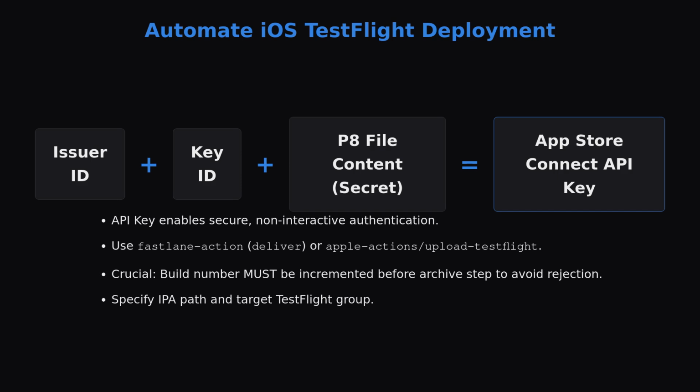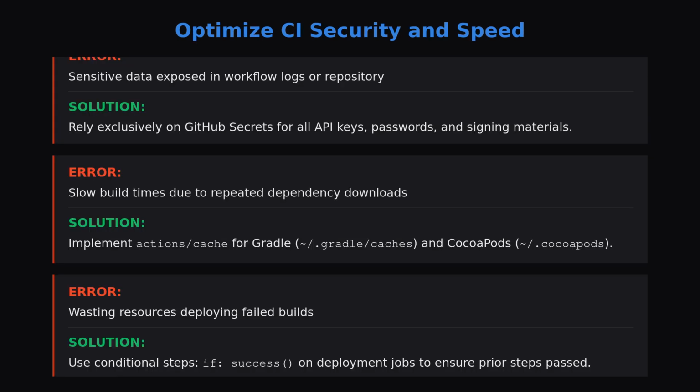Crucially, ensure the build number is incremented correctly in the project settings before the archive step to avoid upload rejection by App Store Connect. Repeatedly uploading the same build number will cause the deployment job to fail. Never hardcode sensitive data. Always rely exclusively on GitHub Secrets for API keys, passwords, and signing materials.